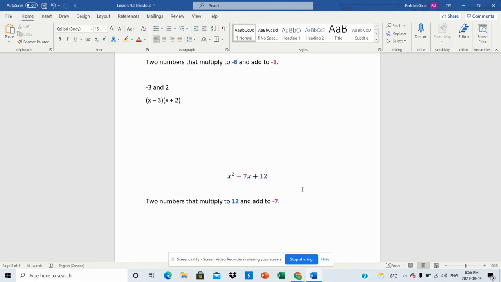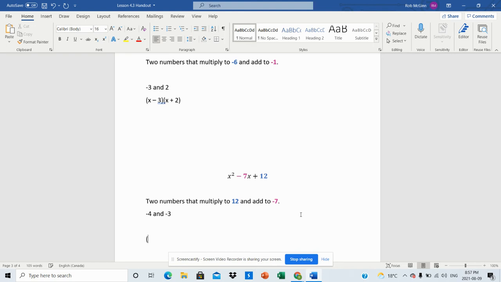So let's try and figure this one out. How about negative 12 and negative 1? Well, that would give us positive 12, but when added together, minus 13, so that won't work. We could do negative 2, negative 6. That's going to add together to give us negative 8. So we can do negative 4 and negative 3.